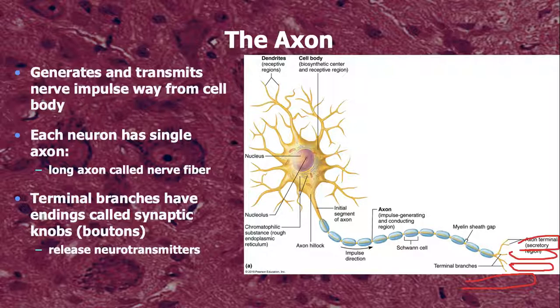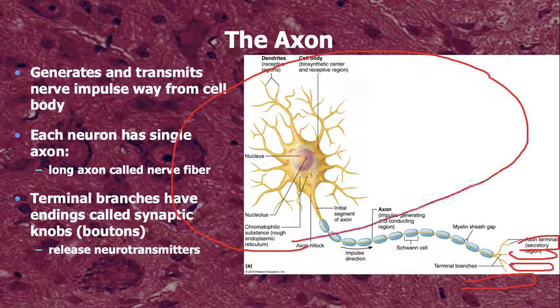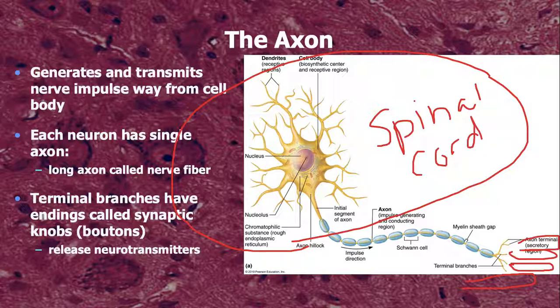If this is skeletal muscle, this body is going to be living in the spinal cord. And then this axon is going to be part of the nerve that is running to whatever muscle it's running to. And then it will branch here when it gets out to the muscle itself.